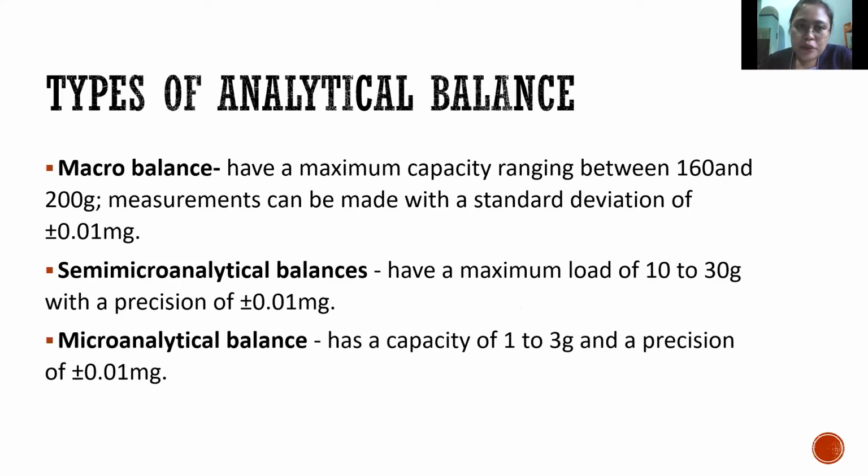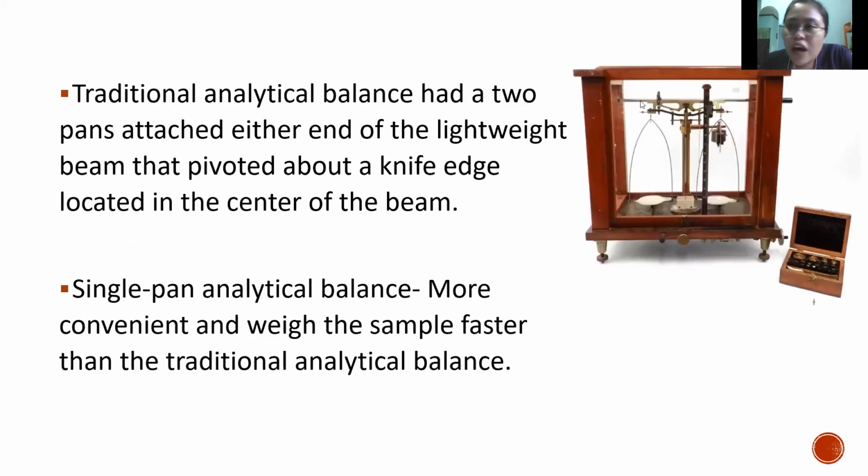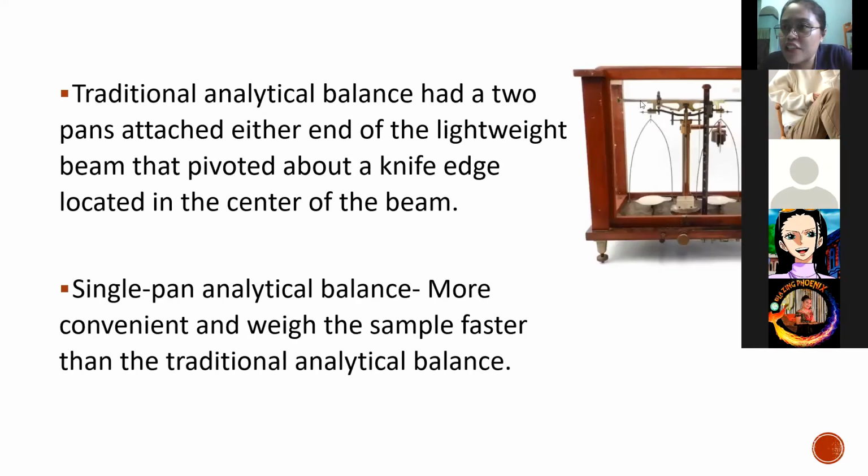Siyempre ang macro mao ni siya ang katong larger capacity nato na analytical balance. In terms of precision, the same lang man sila, ang capacity lang niya. Kay si macro balance, 160 to 200 grams, si semi-micro, 10 to 30, and si micro analytical balance, 1 to 3. Okay? So, ang atuang dati, traditional nato na analytical balance is actually 2 pans.